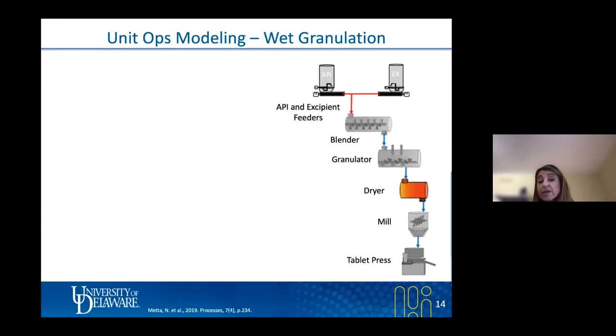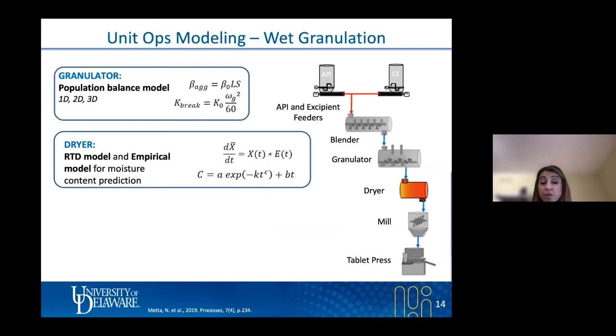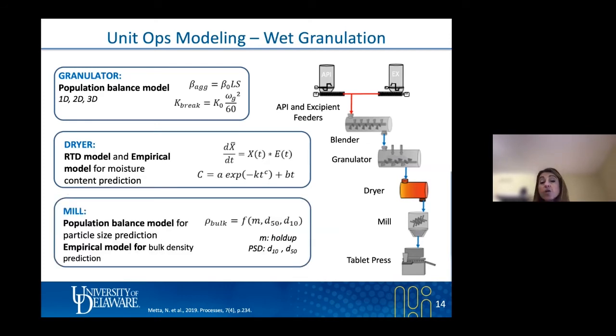And then for wet granulation, which is another way of producing tablets for materials that do not flow very well, we have again developed similar semi-mechanistic models for the granulator, the dryer, and the mill, in order to capture the input-output relations for this more complicated process.